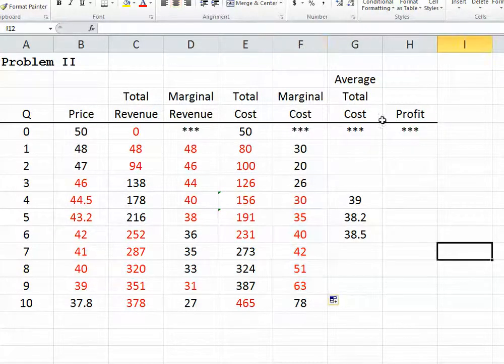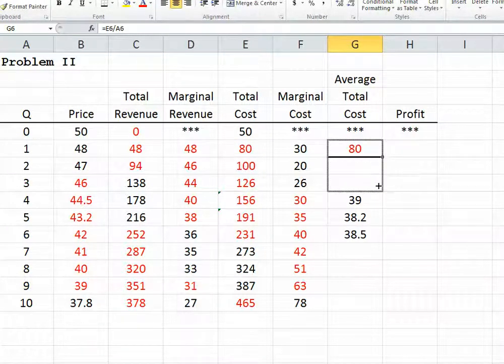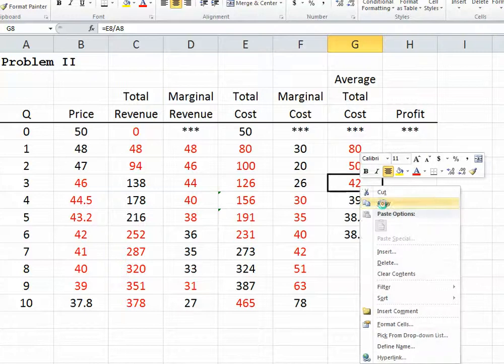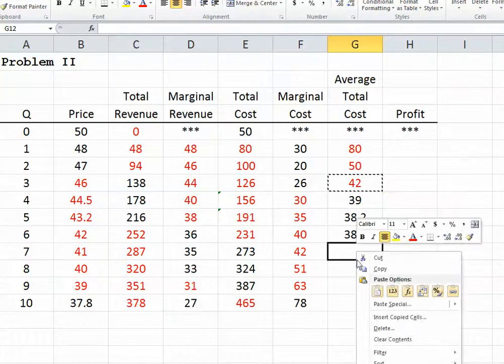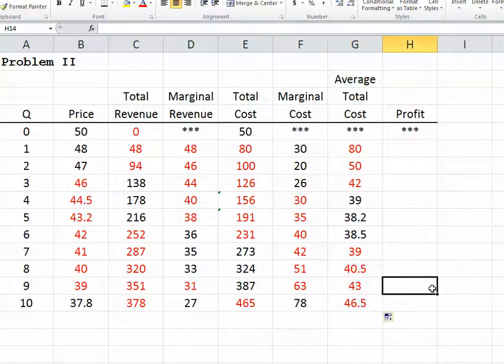Okay. Now my average total cost, I can just apply the formula. It's total cost divided by the number of units that I sold. Right? And then I can just copy that and reapply it down here. And that should work. Yeah. So there's my average total cost.